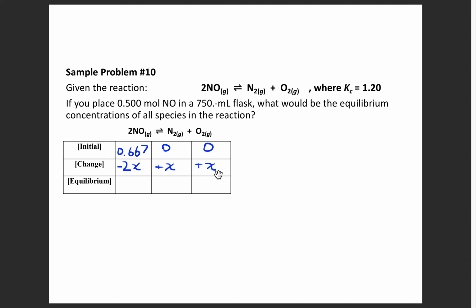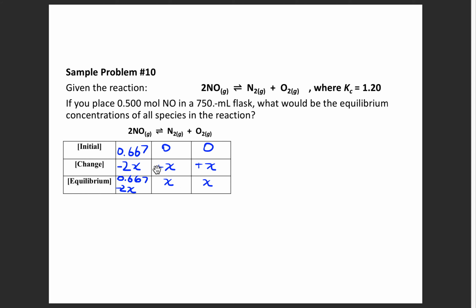Now 0 plus X, well, what's that? Well, that's just x, right? 0 plus x, that's just x. And then this right here would be, well, I mean, there's no way you can kind of work with this, so we're just going to have to, for the most part, rewrite this as 0.667 minus 2x. All right, so that's how you would fill out your ICE table for a problem like this.